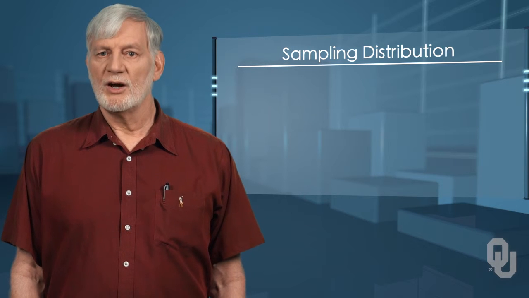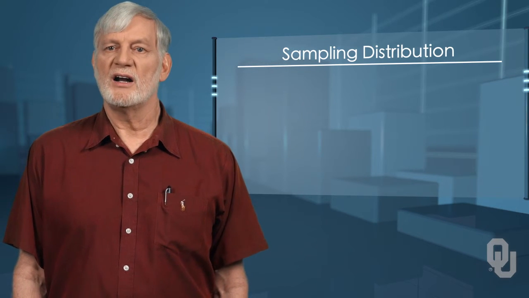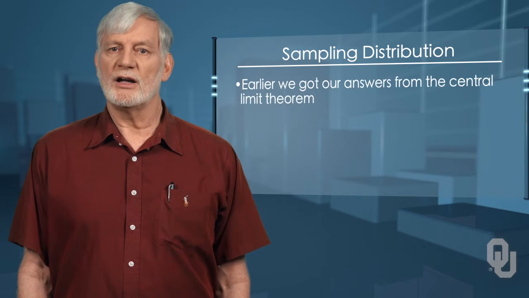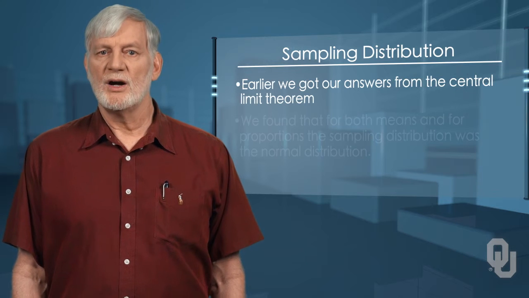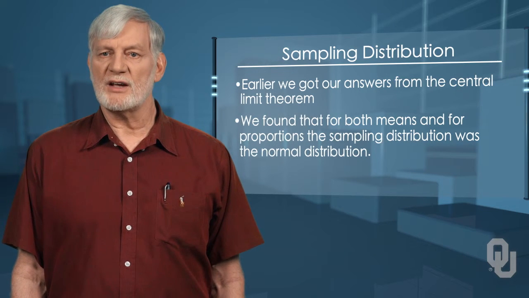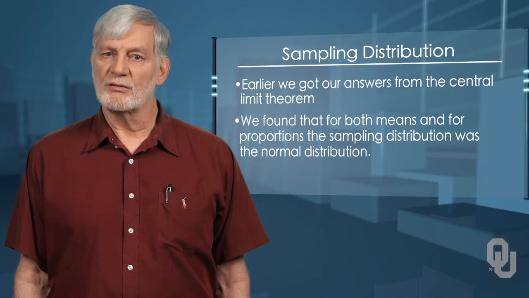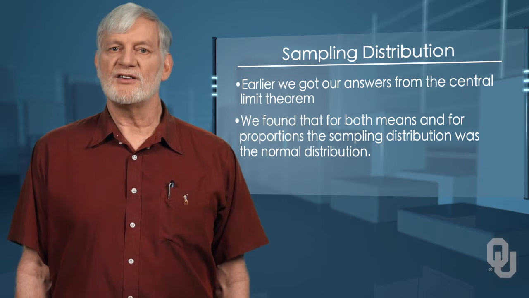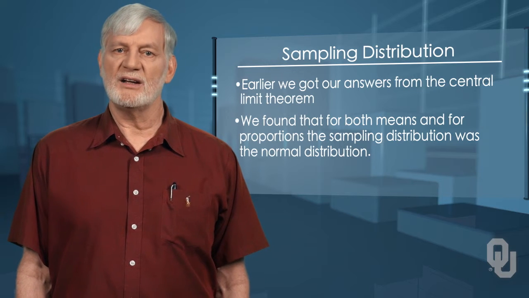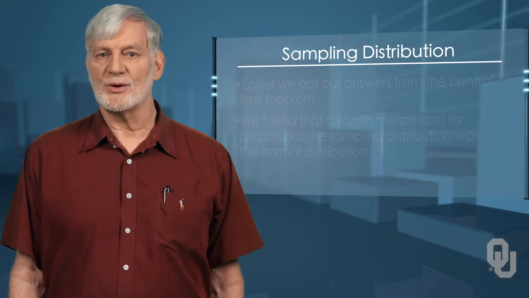And what about the sampling distribution? As always, we need to know this, to know what distribution to use for our test statistic. Earlier, we got our answer from the central limit theorem. From this theorem, we found that for both the means and for proportions, the sampling distribution was the normal distribution. Spoiler alert, don't be too surprised when we find out that it's the same thing for the differences in means and differences in proportions. And we will get our answer from the same source.